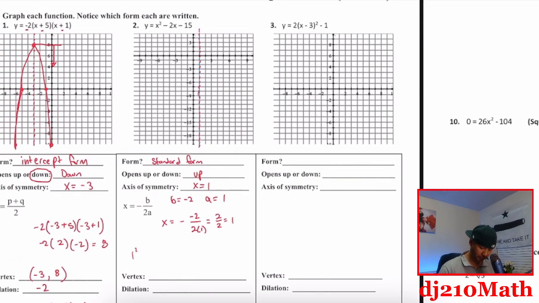So this is 1 squared minus 2 times 1 minus 15. Right, we just plugged it right back in. 1 squared is 1. 2 times 1 is 2, minus 15. So combining what we know, 1 minus 2 minus 15, is -16. So the vertex is at (1, -16).